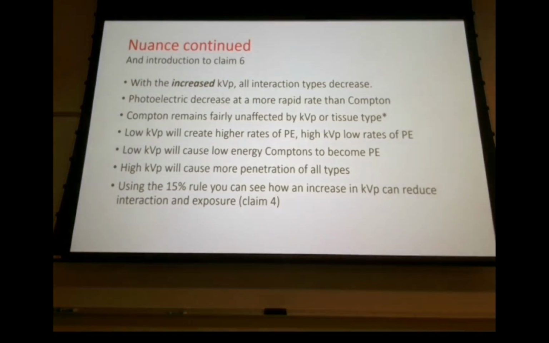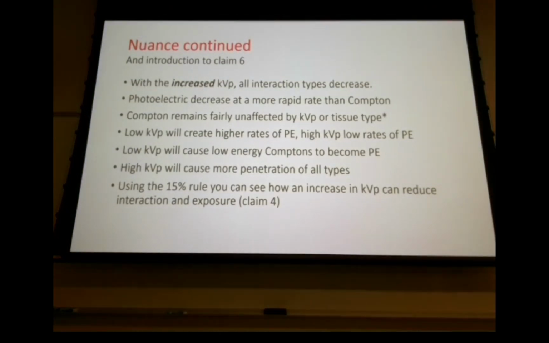With increased kVp, all interaction types decrease. Photoelectric decreases at a much more rapid rate than Compton. Compton remains fairly unaffected by kVp or tissue type. Low kVp will create higher rates of photoelectric in all tissue types. High kVp, low rates of photoelectric. So again, the higher the kVp, the more penetration we have, including scatter. Low kVp will cause low energy Comptons to become PEs, right? So they stop, they become PEs, they don't make it through the patient. High kVp will cause more penetration of all those.